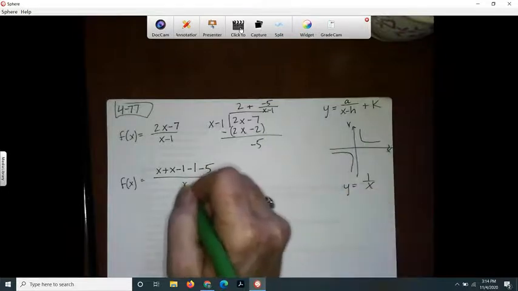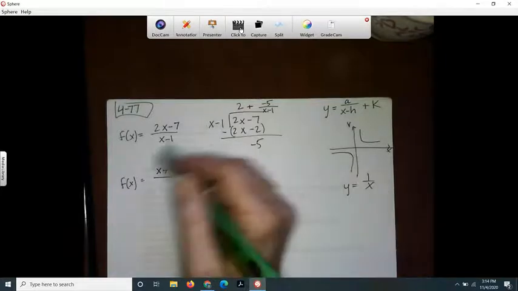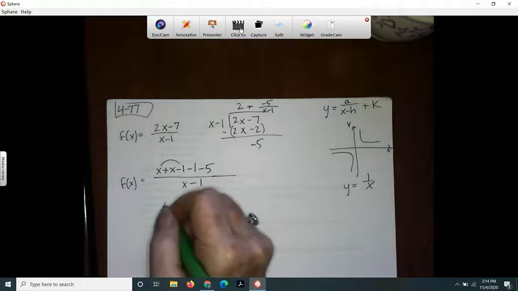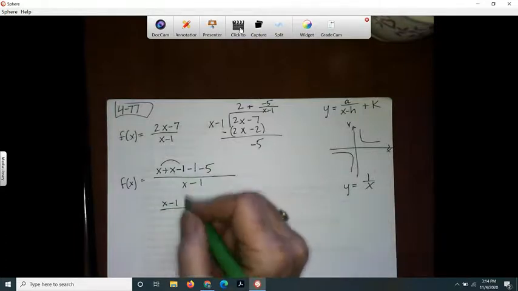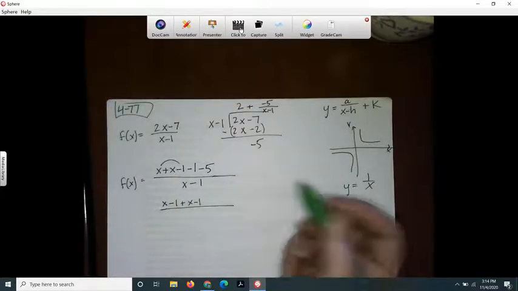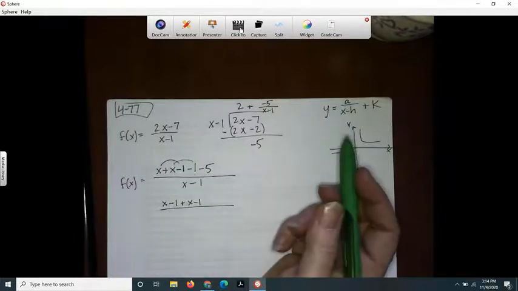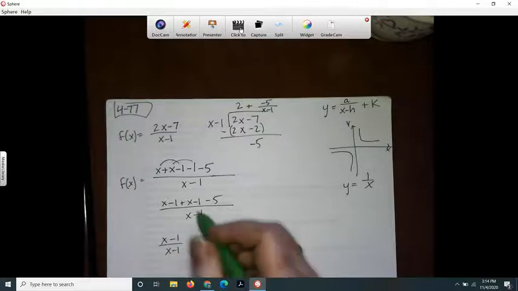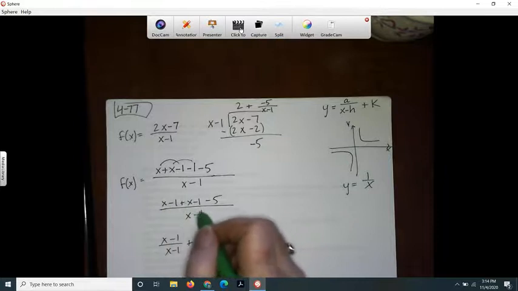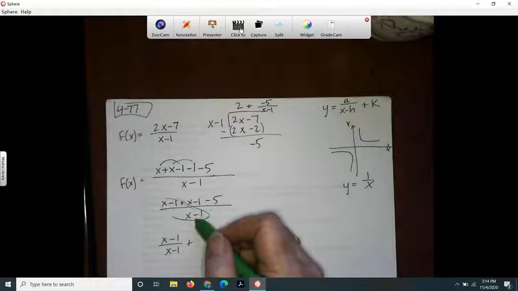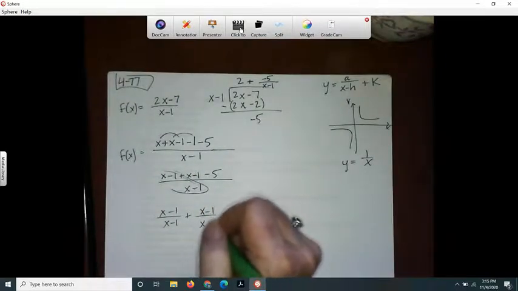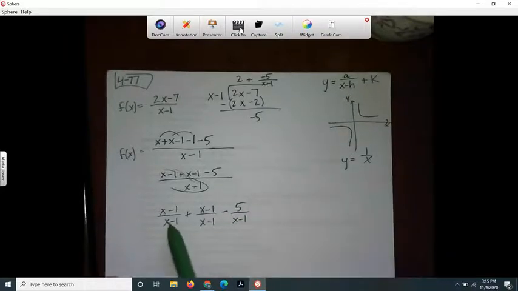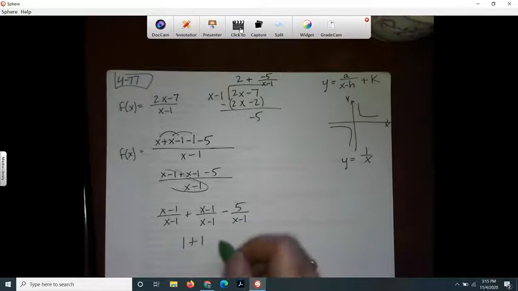I noticed that your answer key does some little rearranging. So this x and this -1, I'm just going to rearrange them, and then maybe this x and this. Kind of put them together somehow. Well, I can pull these apart. I can say, this is x minus 1 over x minus 1 plus, I paired these two up. And then these two, that's x minus 1 over x minus 1. So I paired those up. And then I've got the 5 over x minus 1. Well, this is 1 and this is 1, so it's like 1 plus 1, and we got this leftover part. So this is really 2.